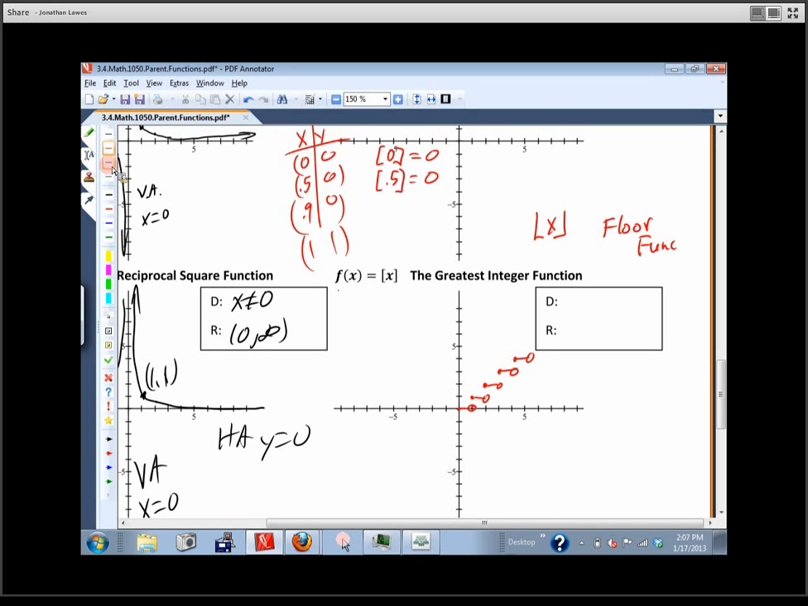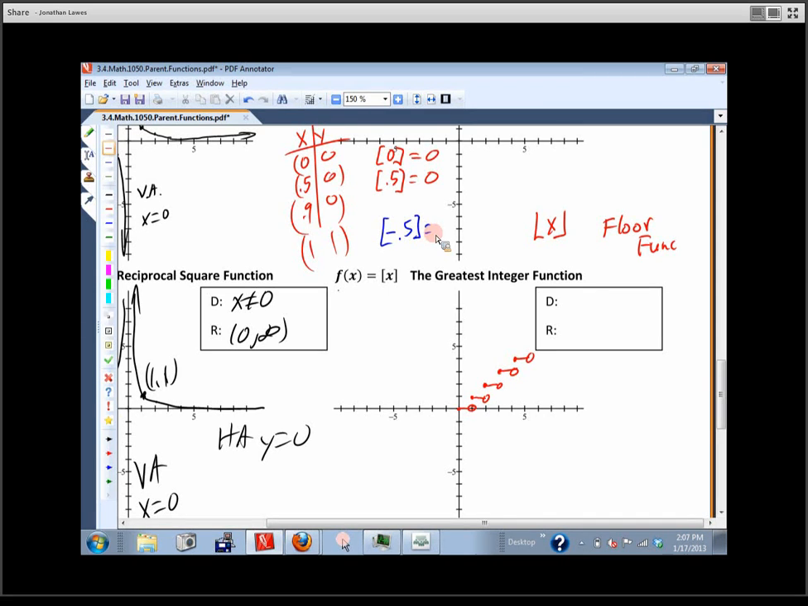So I'm going to change colors. What if I do negative 0.5? Don't say anything out loud. I want you to think about what is the biggest integer that's not bigger than negative 0.5. You've got two choices for integers that are right close to negative 0.5.